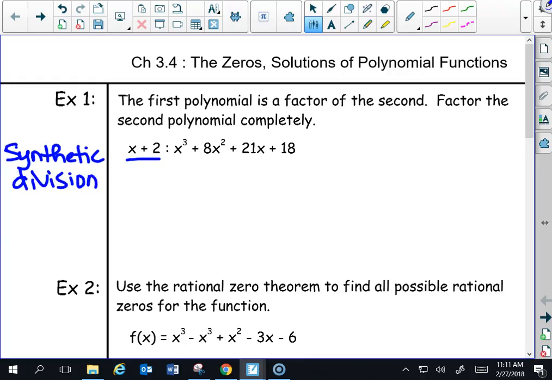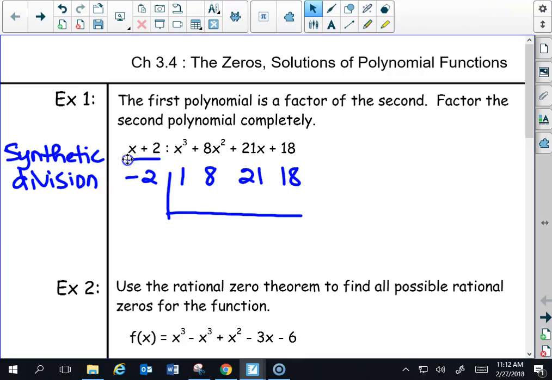So the way we do synthetic division, a reminder, hopefully you've seen it before, is we set up a half rectangle. And in the top half of this rectangle, we're going to put the coefficients of each term. So the x to the third term has a coefficient of 1, my x squared term has a coefficient of 8, the x term has a coefficient of 21, and my last term is 18. On the outside, I'm going to put my possible zero. Now, they gave me a factor, so I have to remember to change the sign. So we're going to actually divide out a possible zero of -2.